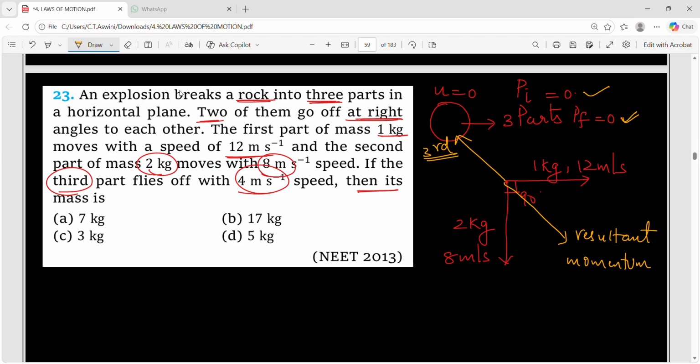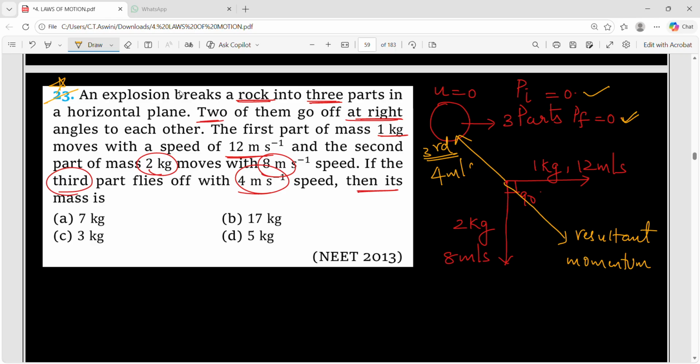Got this point? This problem is important because it is the same model, only the data is different. The question is the same, only the numbers are different, and this kind of question is repeated more than 3 times. So remember this.